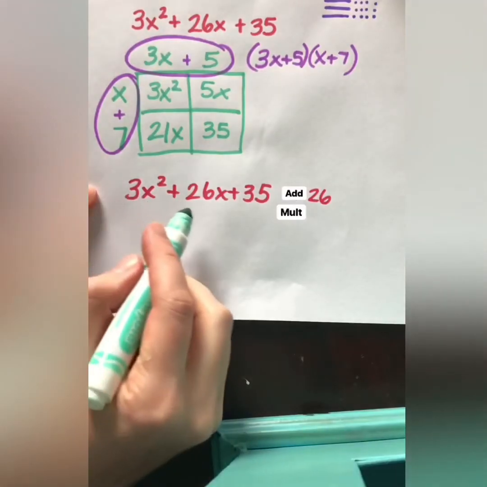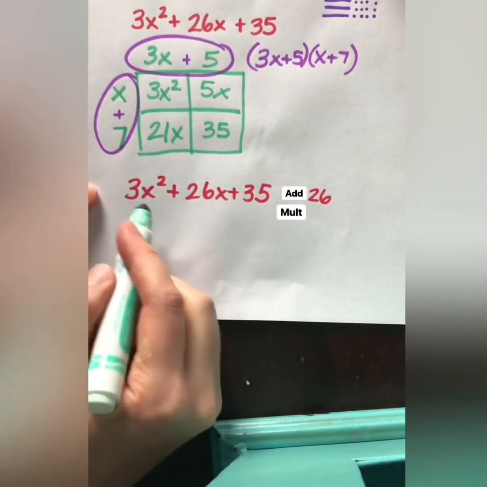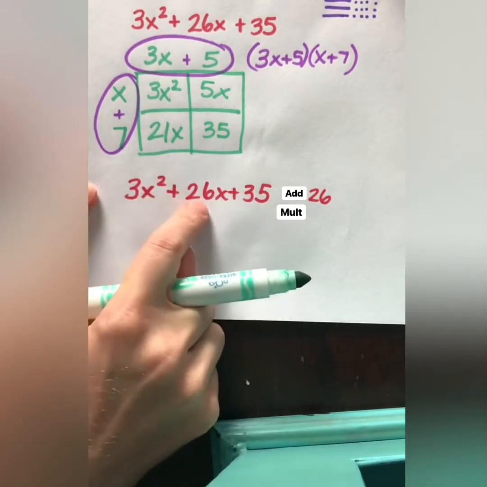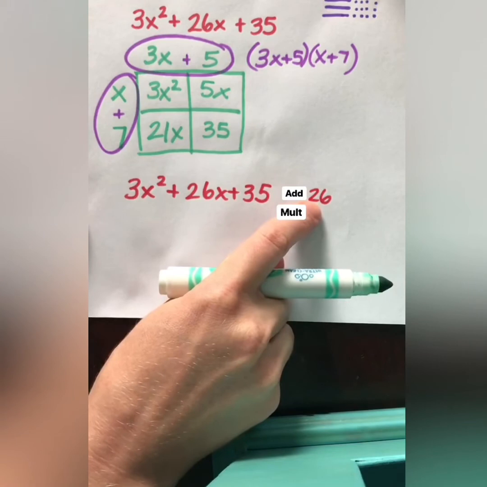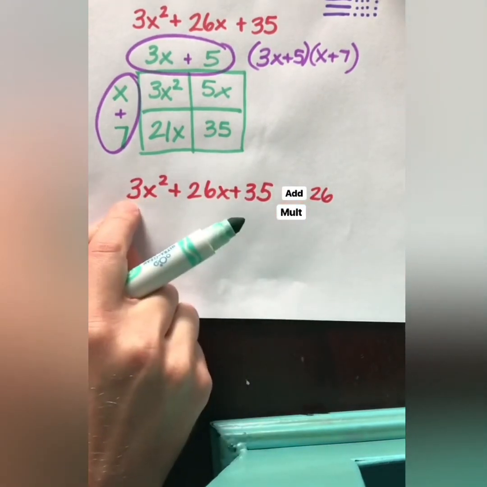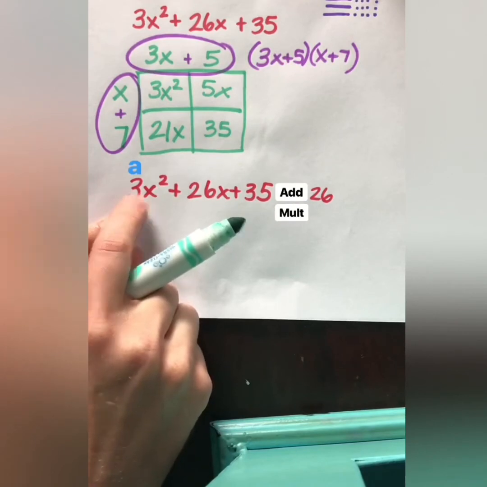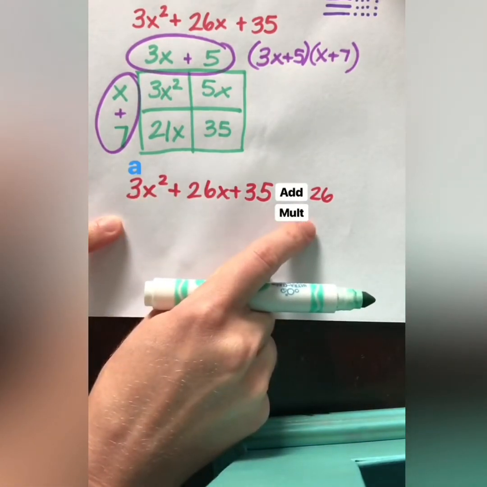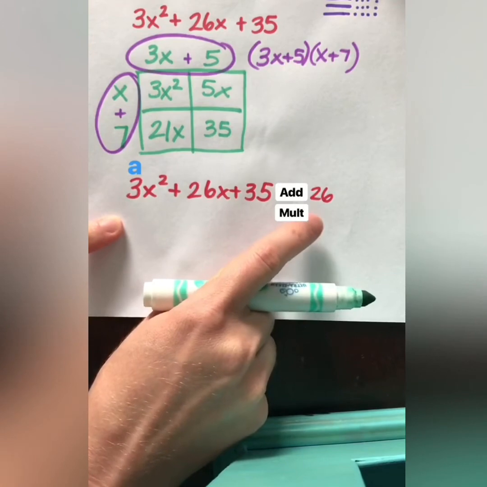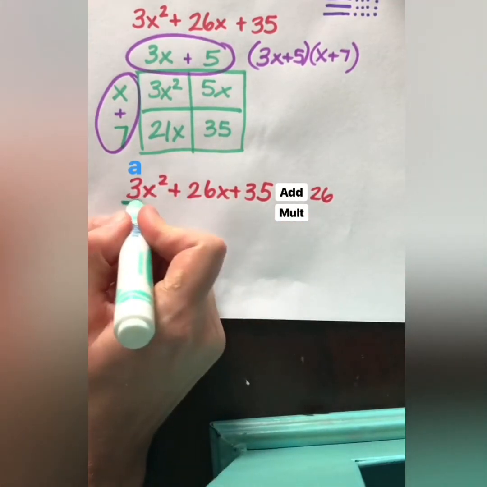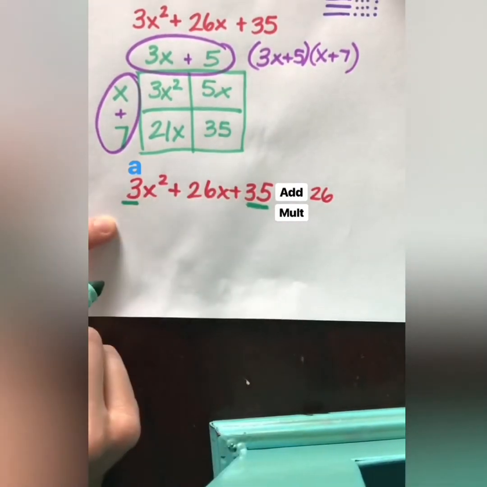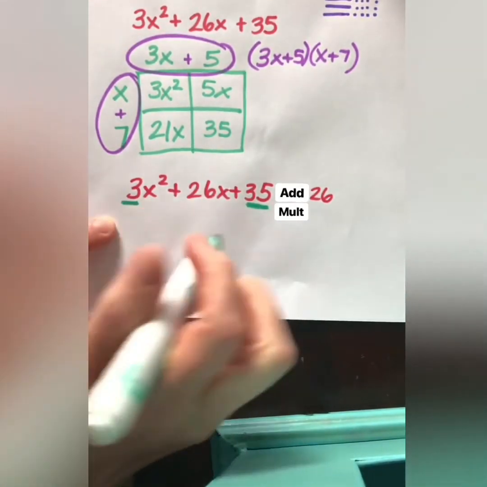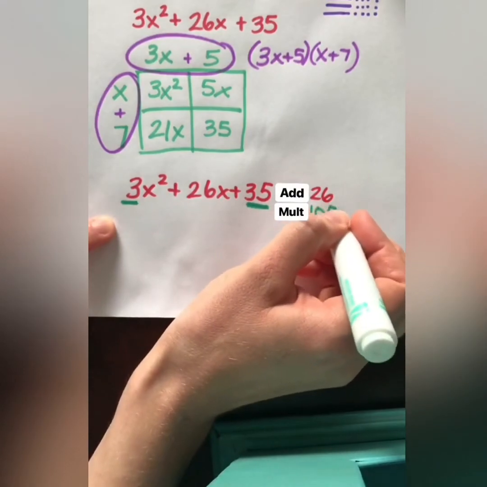Let's try factoring by grouping with this polynomial. Remember that middle term is what we need to add up to. We need to add to get 26. But this time, a, or this coefficient in the front, is not 1. So that changes what we need to multiply to get. To find out what you need to multiply to get, you want to multiply a times c, or that first coefficient times the constant. 3 times 35 is 105.